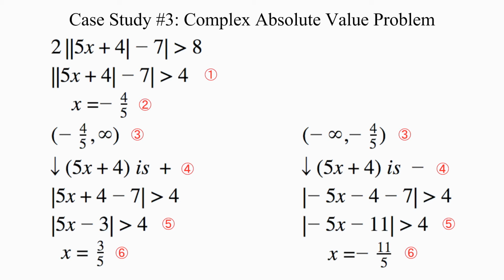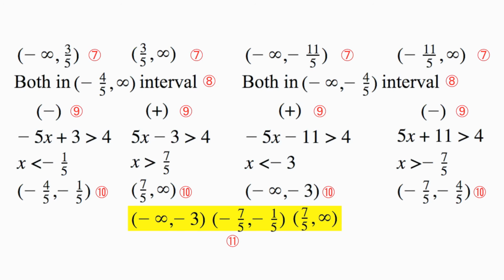So in step 6, we do what we always do when we're presented with a single absolute value problem. We set the absolute value to 0. And solving for each inequality, we have x equals 3/5 for the first and x equals negative 11/5 for the second. In step 7, we set those individual values as our intervals. So we have negative infinity to 3/5, 3/5 to infinity, negative infinity to negative 11/5, and negative 11/5 to infinity.